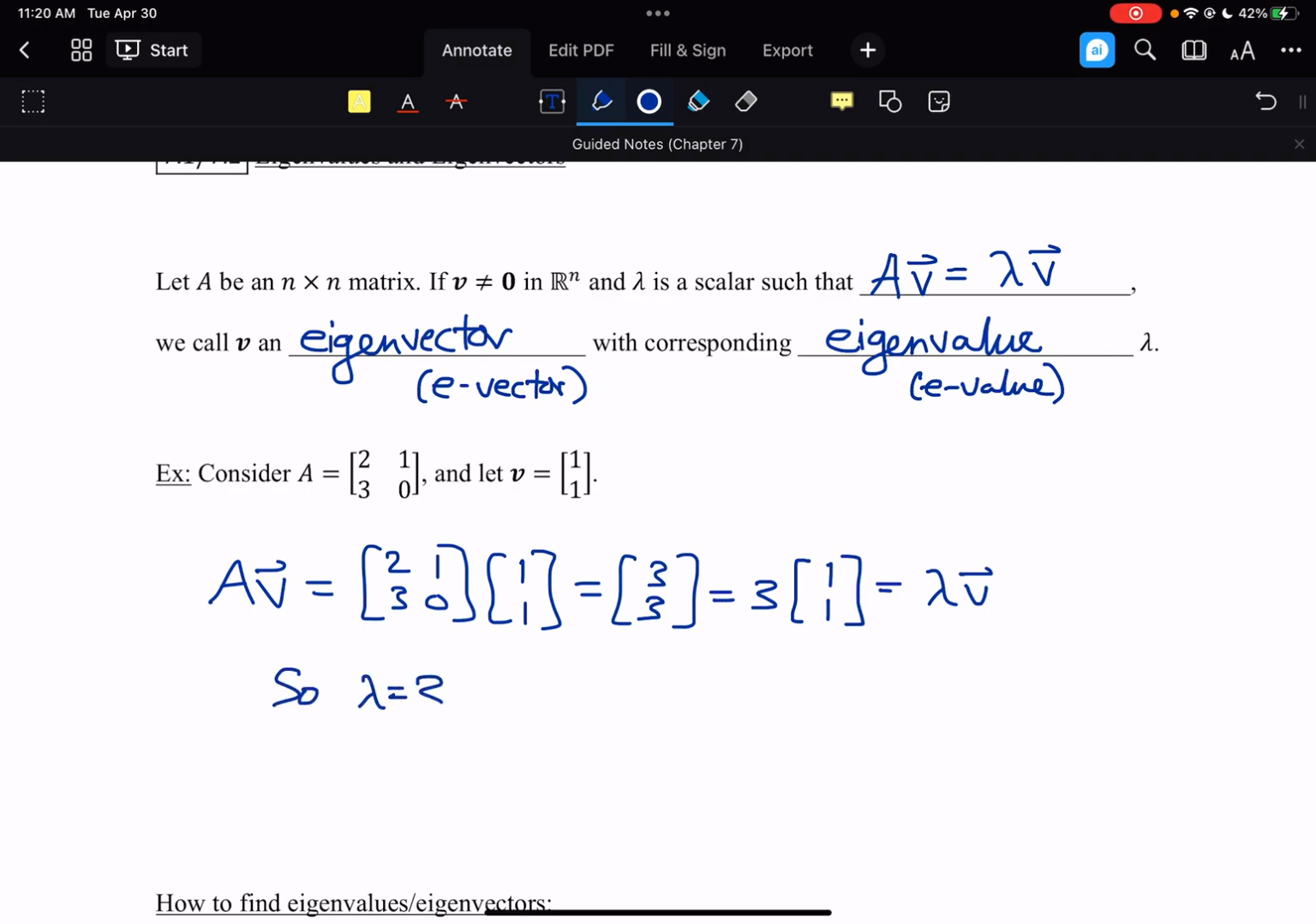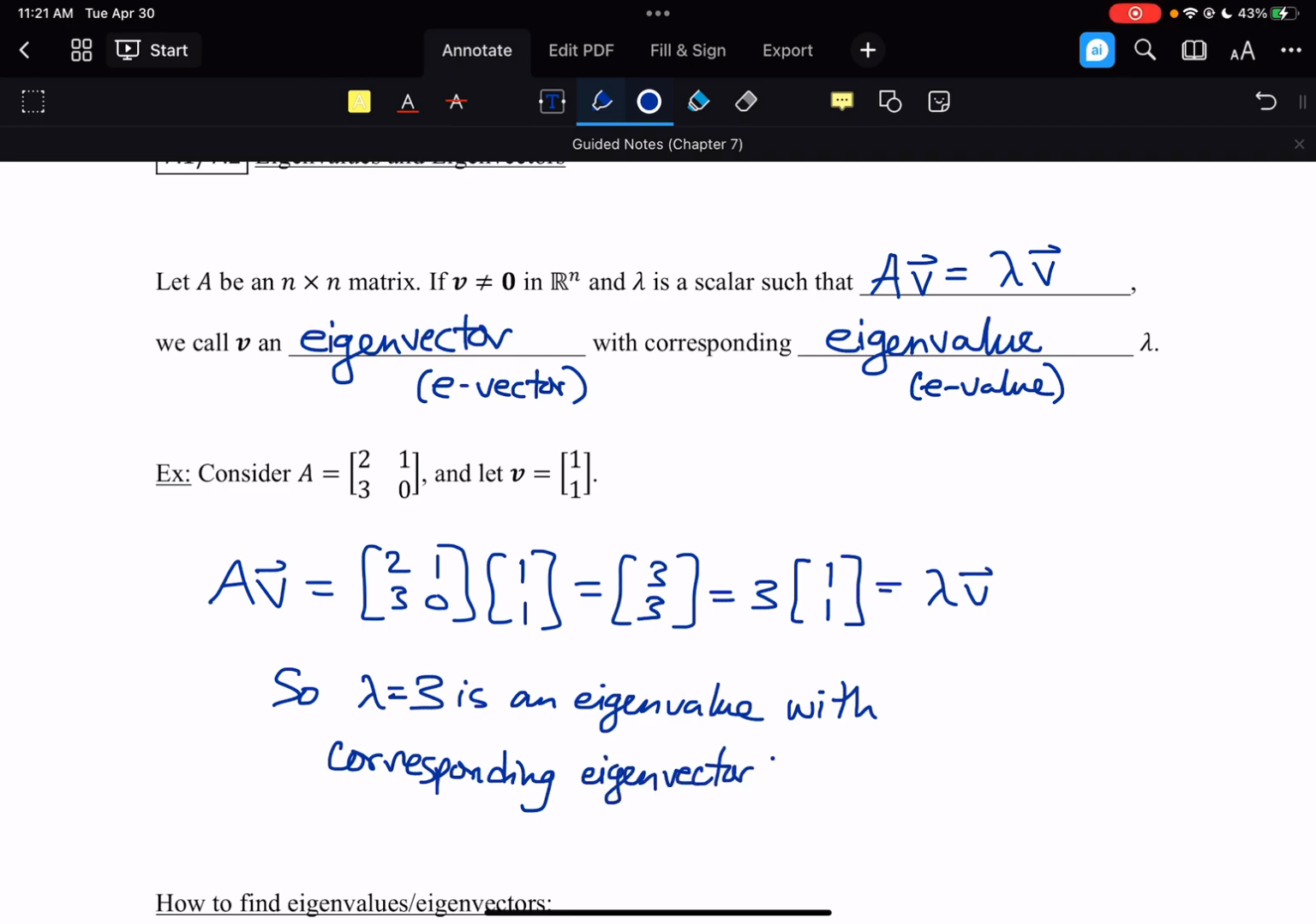So lambda equals 3 is an eigenvalue with corresponding eigenvector (1, 1). So this is the relationship between an eigenvalue and an eigenvector.